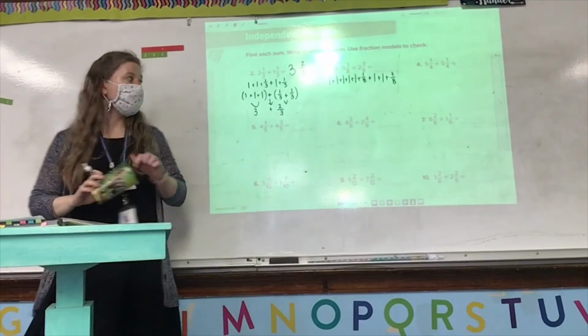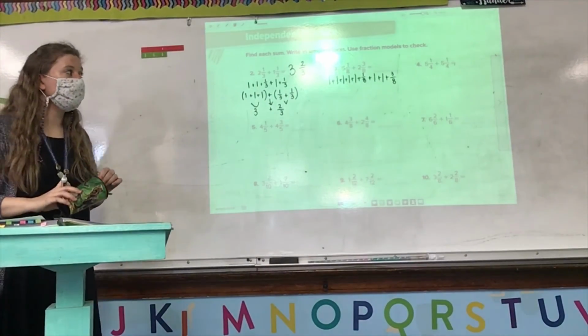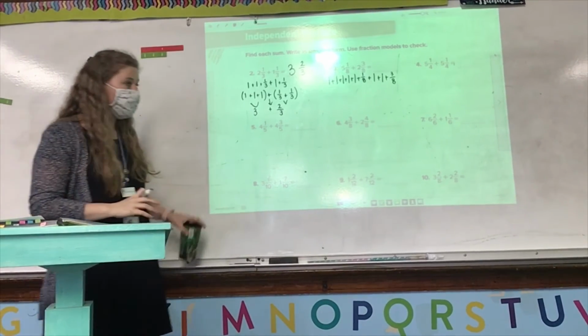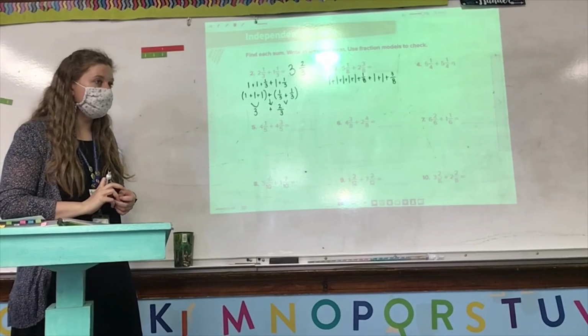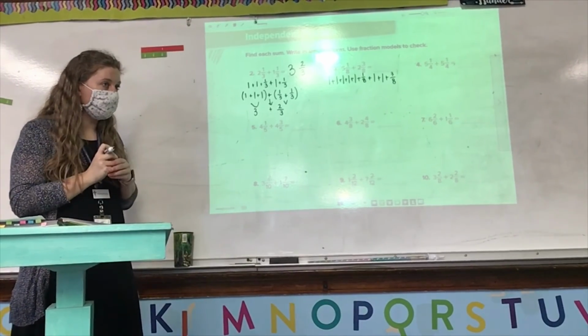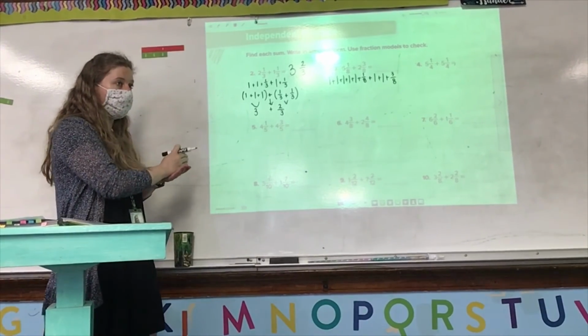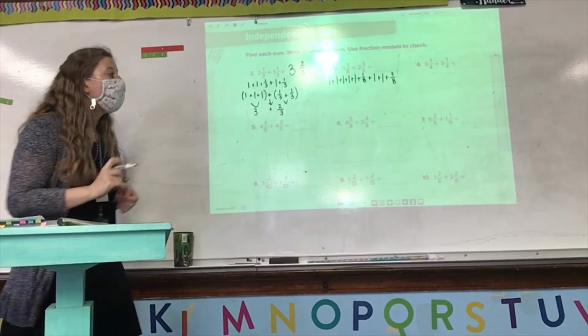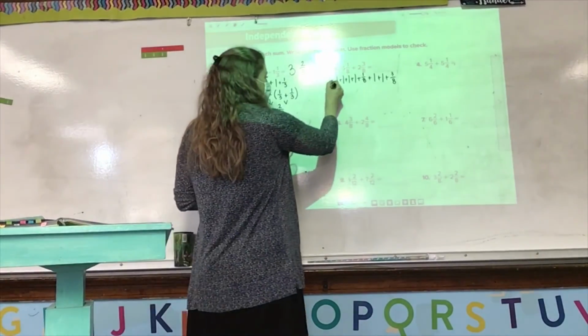Okay. Now we've decomposed our mixed numbers. What do we have to do next, Zadie? We have to group. What 2 groups are we going to create? A group of what and a group of what? A group of whole numbers and a group of fractions.